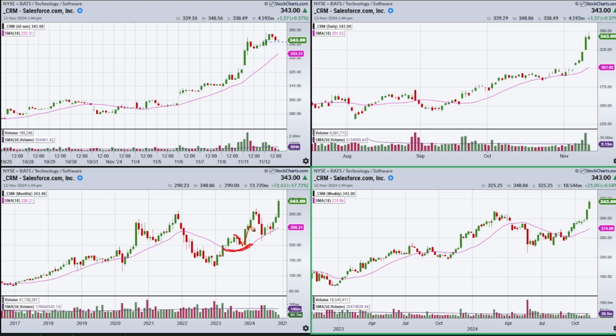All right. And then we get a move to the upside and we get stretched away from that line. And this line will act as a leash. When you get too far away, it's going to pull you back. And that's exactly what happened here. But notice how it pulled back to this line and respected it for about 3 or 4 months.